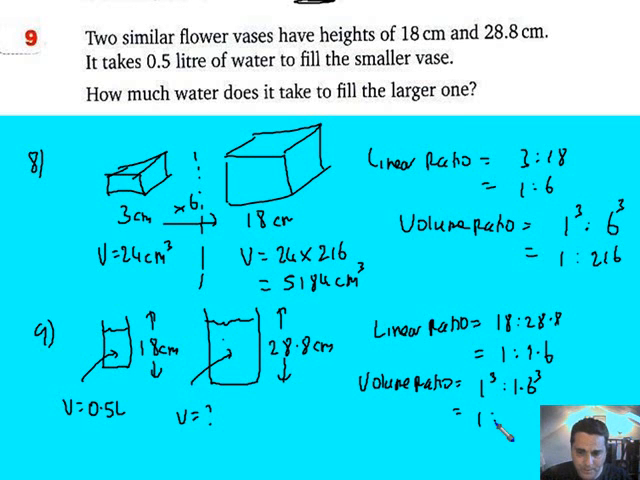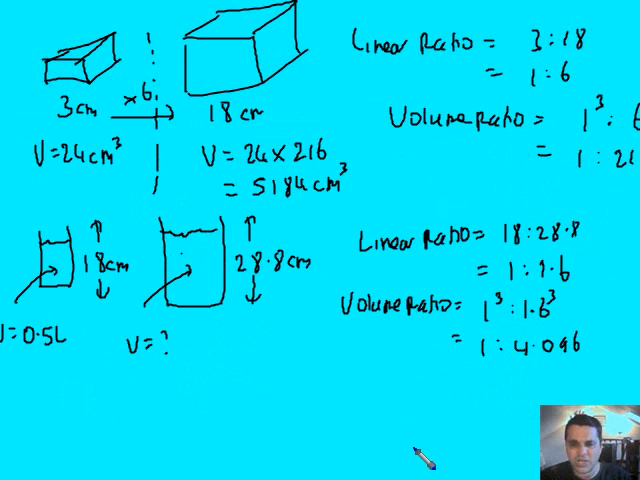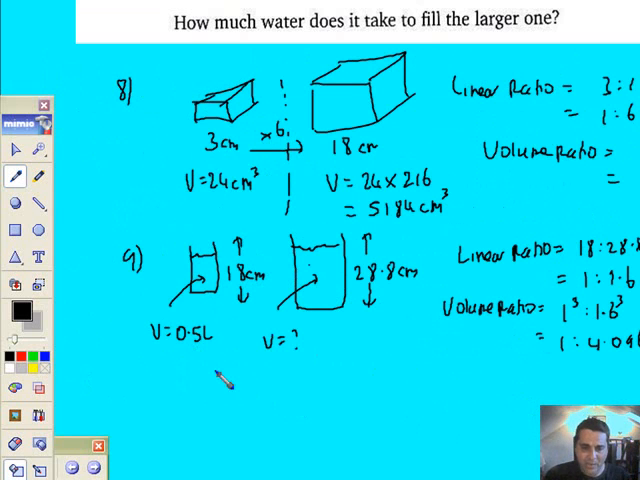Well, 1 cubed is 1, and 1.6 cubed, let's just cube that. Here I go. 4.096. It's about 4 times as big in terms of volume. So let's look at it carefully. How do I get from there to there? I'm going to take my 0.5 litres original and multiply that by 4.096, and that'll be the volume of my bigger vase.